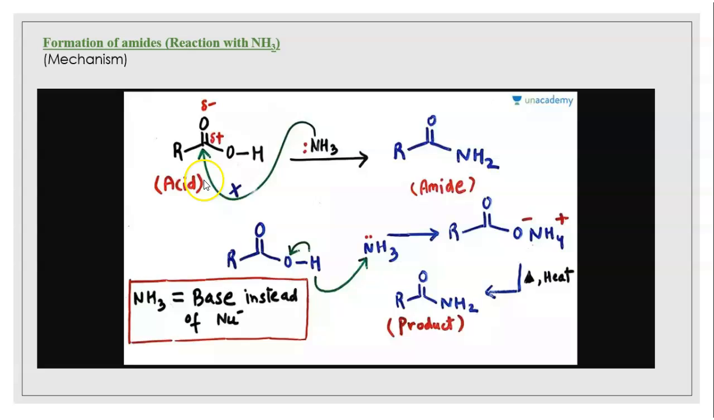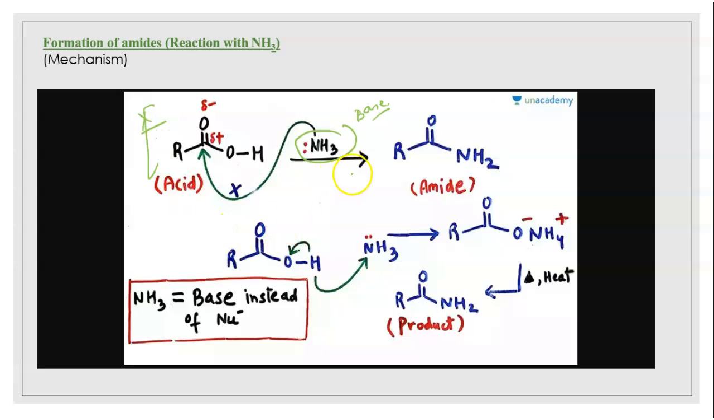So over here you can see the mechanism of your carboxylic acid reaction with ammonia. See, what is happening exactly is, you can write your carboxylic acid by opening it like this, and one thing you should keep in mind while showing the mechanism of this particular reaction is that your ammonia is going to act as a base, not as a nucleophile, correct? So it is going to abstract the proton.